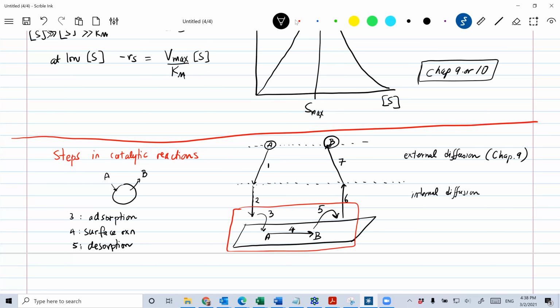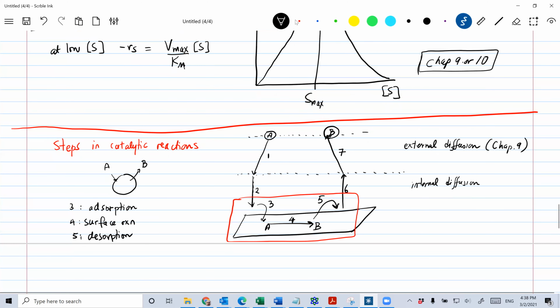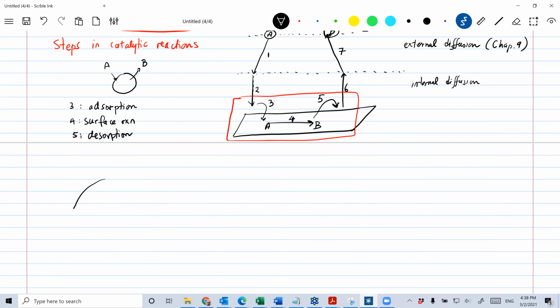Okay. Dr. Menard, I have a question. I'm not sure if it's more related to chapter 9, but I'm confused about what's happening between steps 1 and 2. Like, what is that boundary? Oh, yeah. Okay. Let me draw it better. Let me do another drawing here.